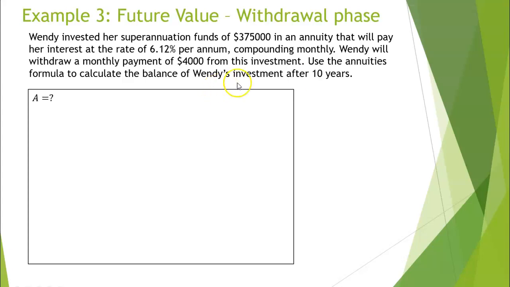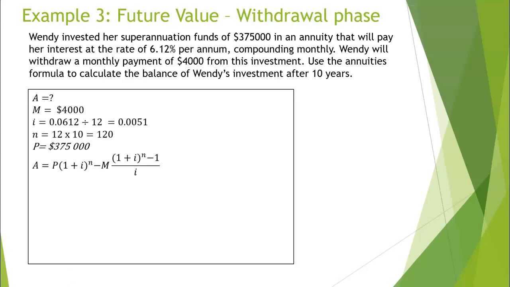We have to find out A, because it says calculate the balance after 10 years. M is $4,000, so that's her withdrawal amount. Our interest rate per compounding period, 6.12% expressed as a decimal, divided by 12 is 0.0051, and our number of compounding periods is 120. Okay, and her principal is $375,000.